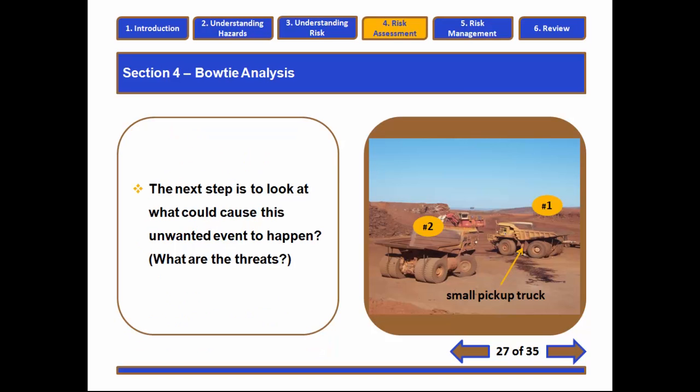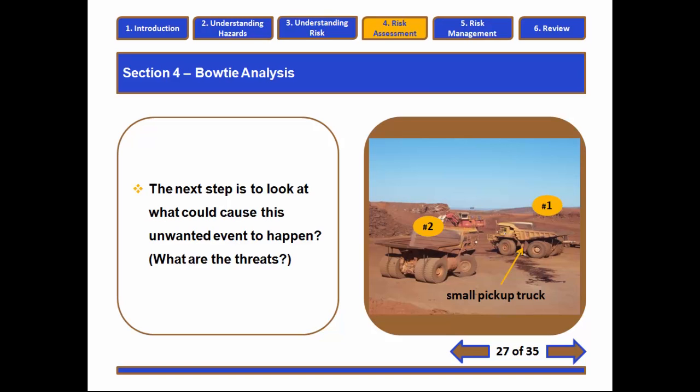Now, what about the threats? What could cause this hazard to manifest as an unwanted event? So the left-hand side of our bow tie. What are the threats? Take a moment, brainstorm, and then we'll continue.